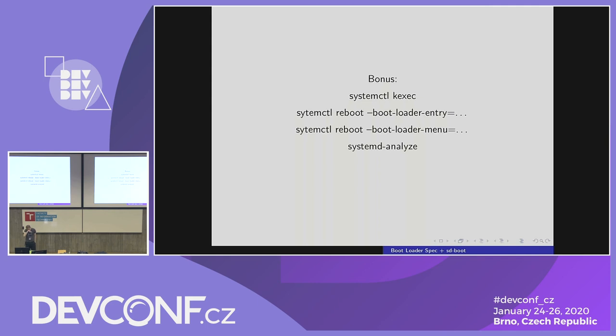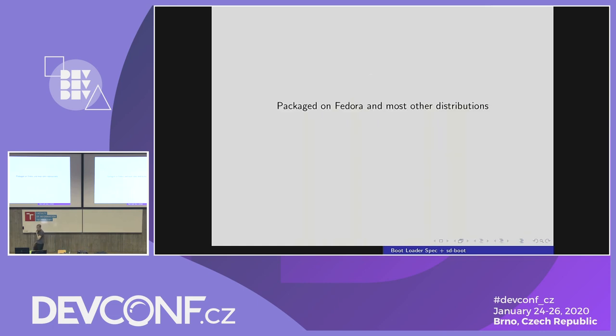There's also, similar to systemctl reboot to bootloader entry, the option to boot into the bootloader menu, which tells the bootloader menu to turn off the timeout, so that the menu is shown and you're not timed out into automatically booting something. I already mentioned that systemd-analyze uses this stuff. For sd-boot installation in Fedora, you mostly can do bootctl install and it just works. Most other distributions have it as well. Arch Linux uses it by default.